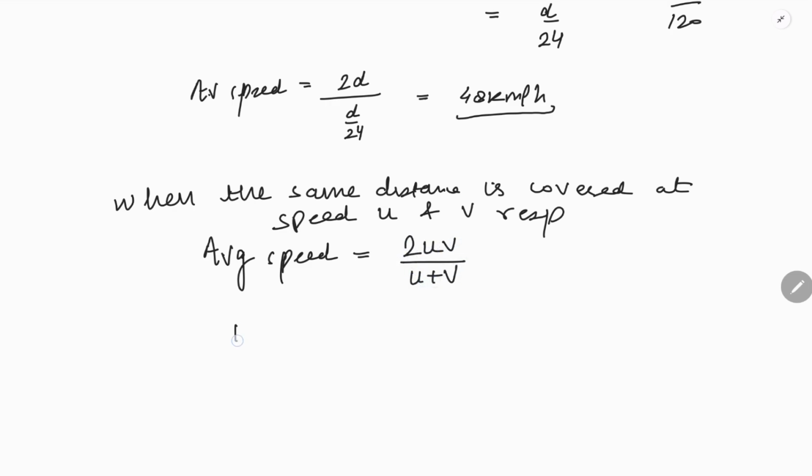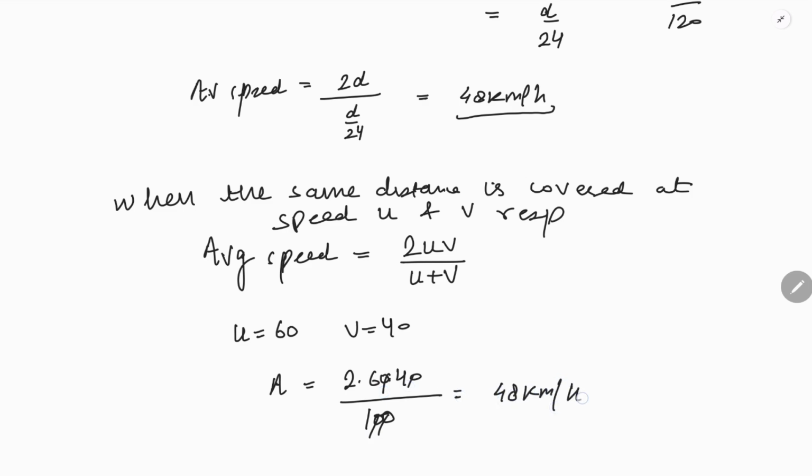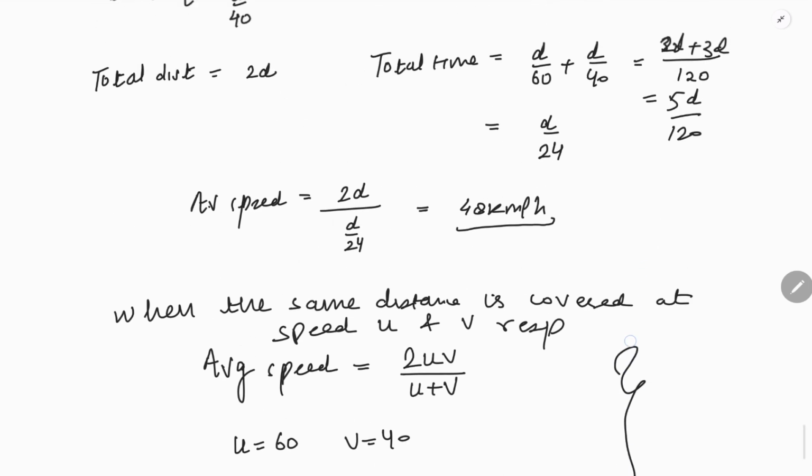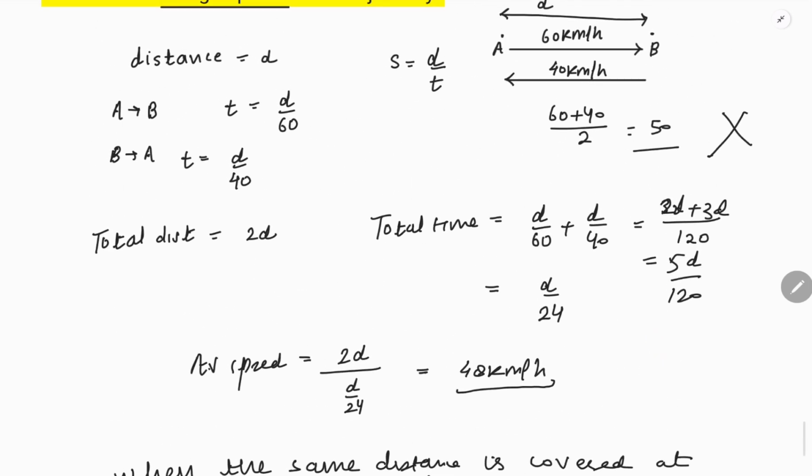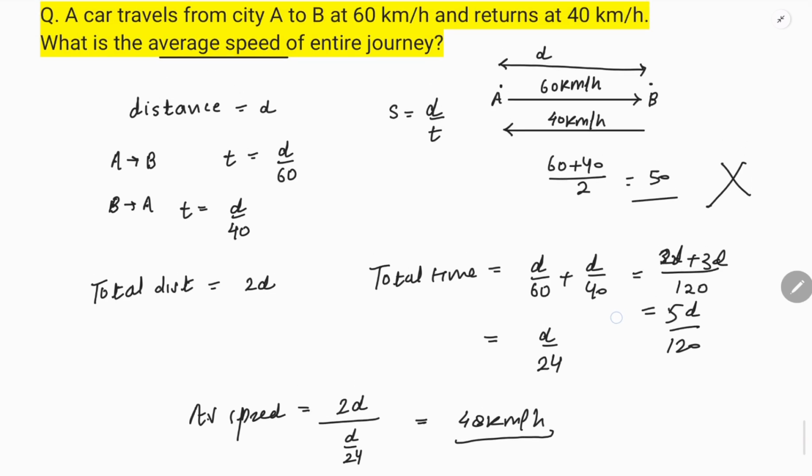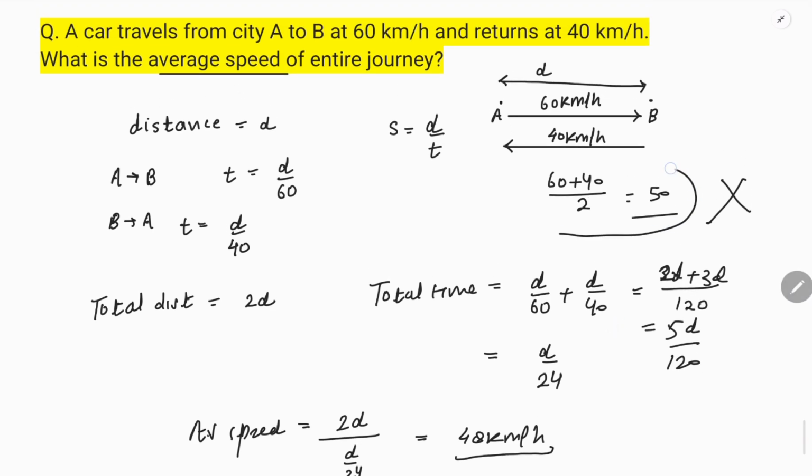Okay, so like here, first u is 60 and v is 40. So average speed will be equal to 2 times 60 times 40 divided by 60 plus 40, which is 100. Then you will solve it and you will get 48 km per hour. So either you can do it by this formula or you can do it by the method we followed. But never calculate average speed like this.